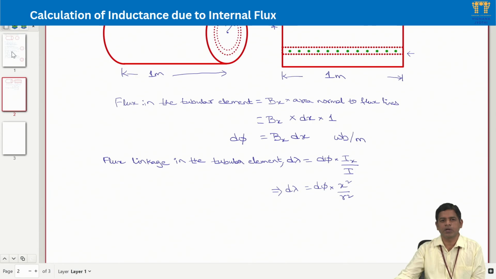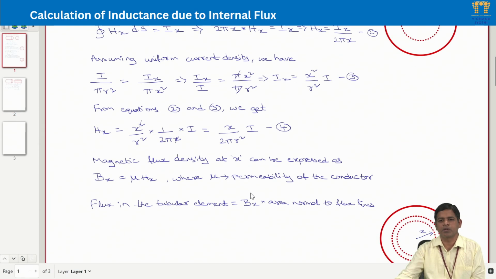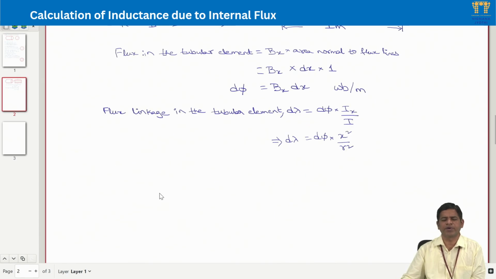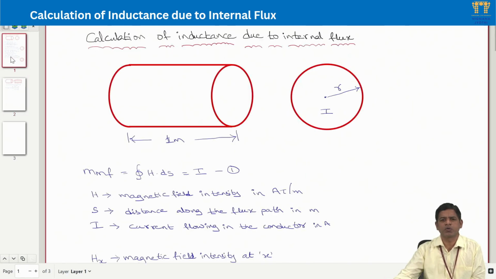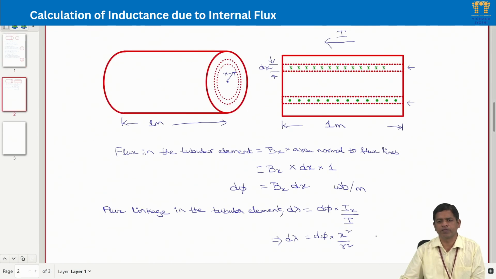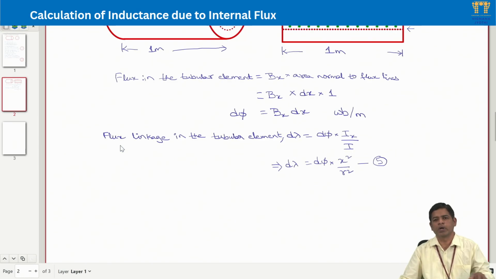So here you can see from equation 3, you have Ix is equal to x square by r square into I, from which Ix by I will be x square by r square. So that is what I have written here, right? Now the next equation number we can give it as phi. This will be equation 5. Or let us take the earlier equation as phi and this equation is 6.